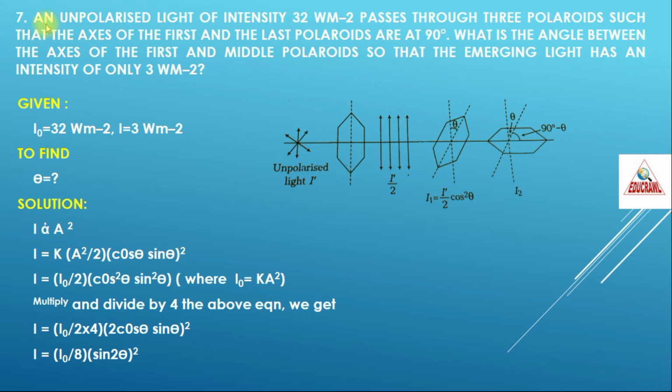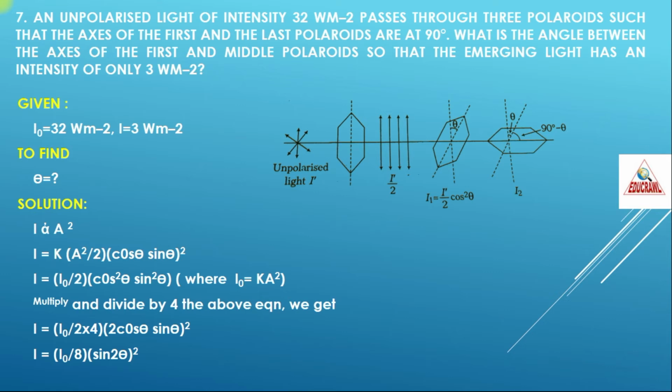The seventh problem. An unpolarized light of intensity 32 Weber per meter square passes through three polaroids such that the axes of the first and the last polaroids are at 90 degree. What is the angle between the axis of the first and the middle polaroids so that the emerging light has an intensity of only 3 Weber per meter square? The given data is I naught is equal to 32 Weber per meter square, I is equal to 3 Weber per meter square. We are supposed to find the angle theta at which it is oriented.